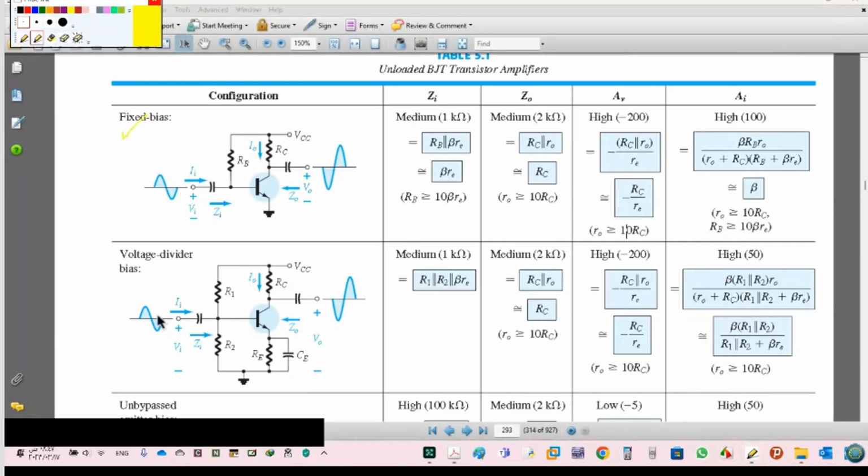I need fixed bias. ZI is medium, about 1 kilo ohm. ZO medium is 2 kilo ohm. AV is high, see 200. And AI also high, it's better.